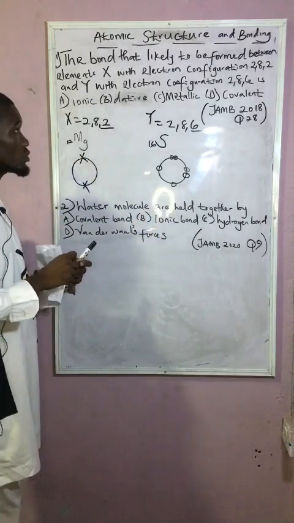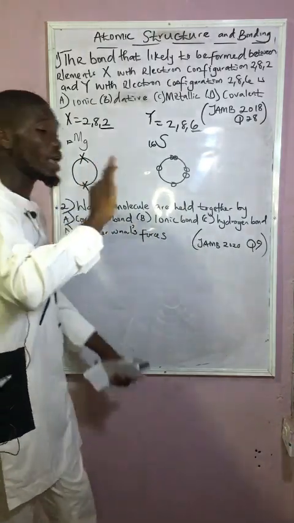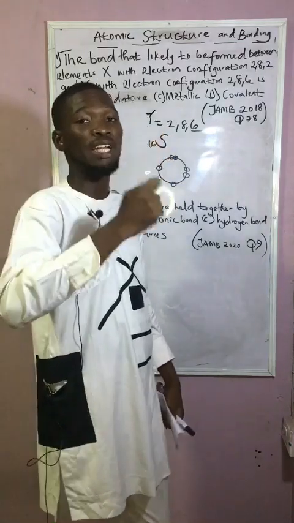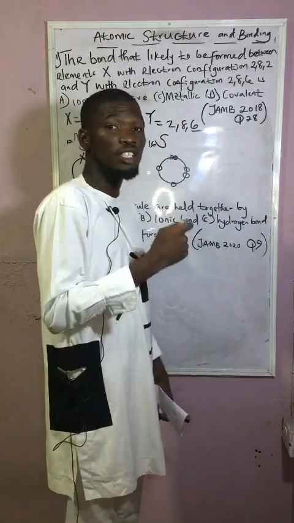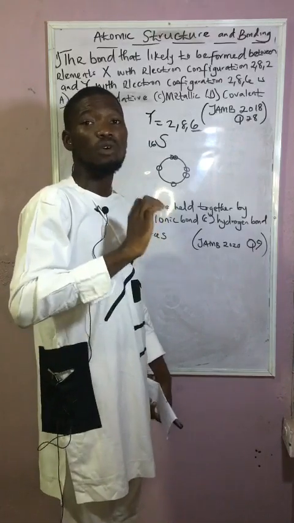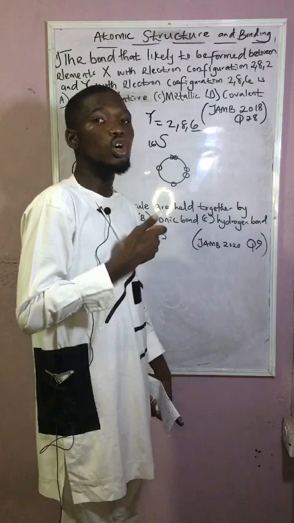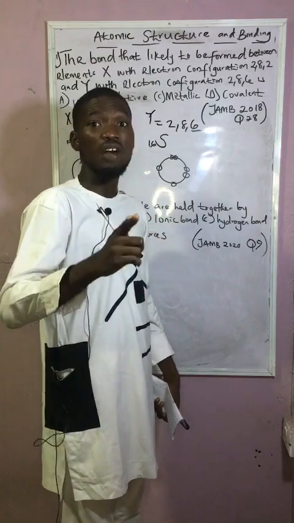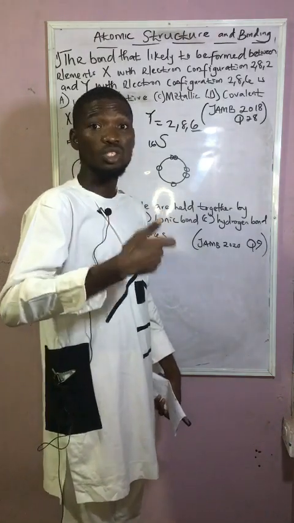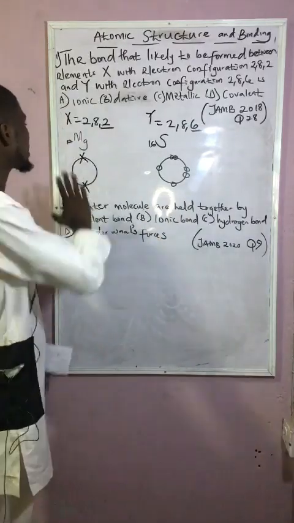When we talk about bonding, we have two main types of bonding. The first one is ionic bonding or electrovalent bond, while the second one is covalent bonding. We have other types of bonding which are dative covalent bond or coordinate covalency. We also have hydrogen bonding, as well as metallic bonding and van der Waals forces. So now let's check the kind of bond here.